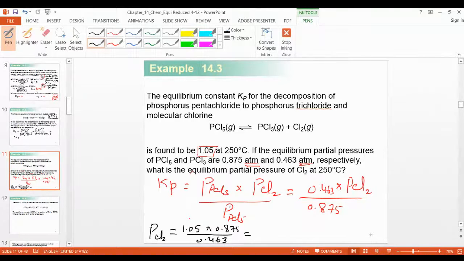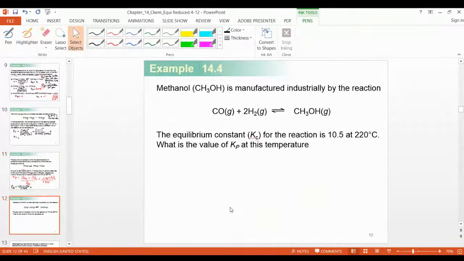Yes. Or if any point is not clear, please ask me now. So both examples I already showed here, and this example you have to do yourself. Okay, in this example both Kc and Kp are involved. The equilibrium constant Kc for the reaction is given, and determine Kp. So remember what formula you will use, in which both Kp and Kc are there.